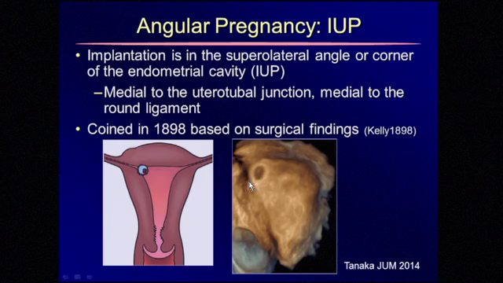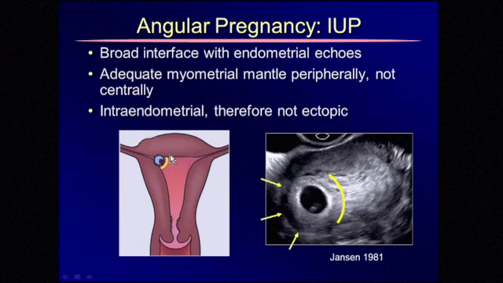Here's a 3D representation. It's very clear that this is intrauterine. It has a broad interface with the endometrial echoes. So that's going to be our key versus the other one, interstitial ectopic, which had myometrium that we could see there. So it's eccentric. It has an adequate mantle of myometrium surrounding it. It is widely associated with the echogenic endometrium, and it is considered an intrauterine pregnancy.